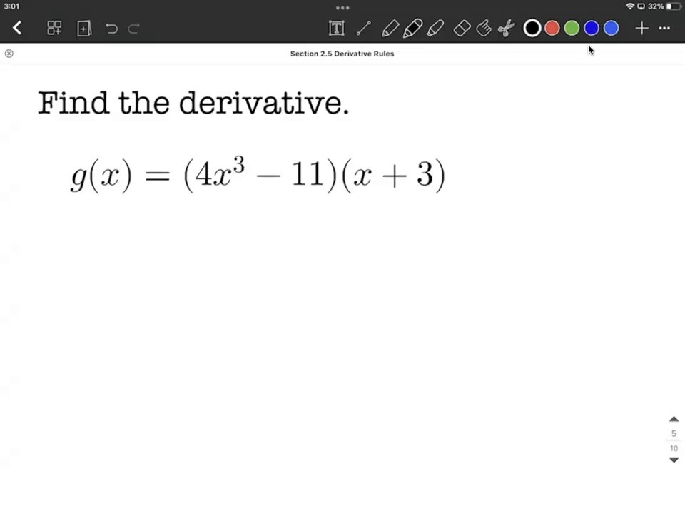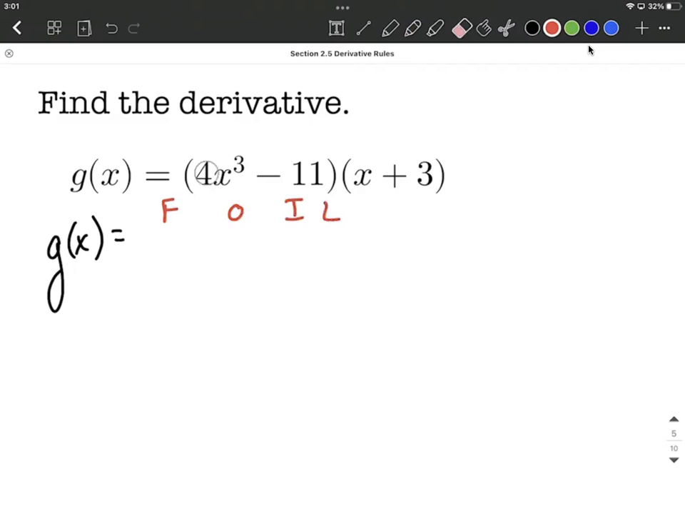Okay, our goal is to find the derivative of g of x in this case. We have a couple different options we could go with. The first option, and I'll run through both of these for you, is just to multiply this out. It's small enough, we should be able to go first, outer, inner, last, and multiply this out.